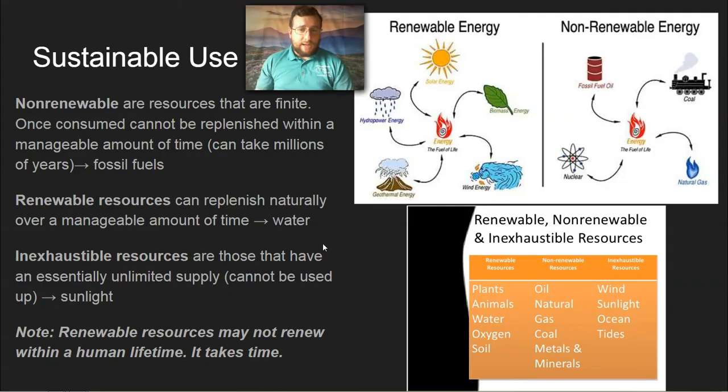So fossil fuels is a good example of that. Can you make more petroleum? Sure. But the process that made it took millions of years. So that's going to take a very long time. So that's kind of like the idea for a non-renewable resource.